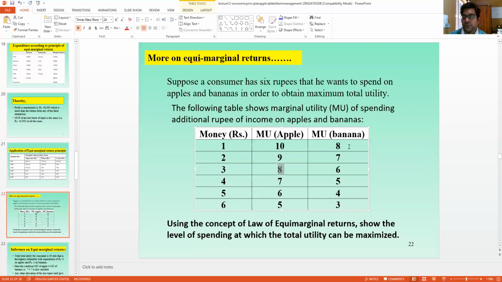Fourth can be given to banana because 8. Fifth can be given to what? Apple, 7. Then sixth can be given to apple? No, because apple has got only 6 utils. It should be given to banana, 7. So you see now, 7 is equal to 7. The marginal utility of banana is equal to 7, the same as in the case of apple.